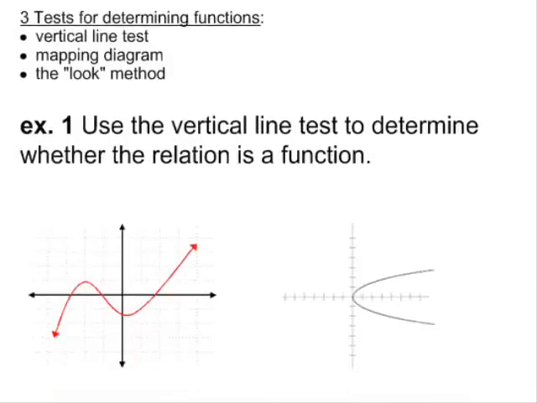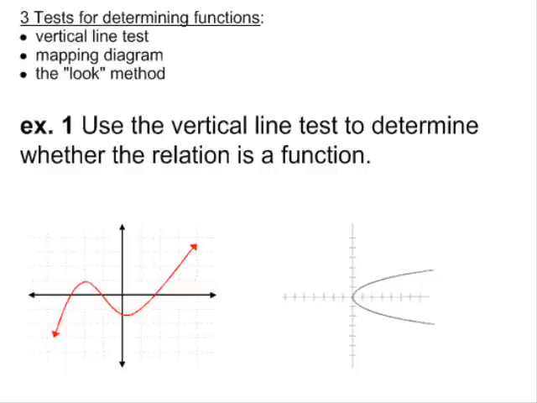It says use the vertical line test to determine whether the relation is a function. We have 2 graphs in example 1, and we're going to use the vertical line test for both of these. What the vertical line test means is we're going to take a straight edge. It could be your pencil, it could be a ruler, it could be a straight line, and we're going to draw that on top of the graph. And if our function line, so in our left graph it would be this red line, and on the right it would be the sideways parabola here, if the function line crosses our vertical line more than once, it is not a function.